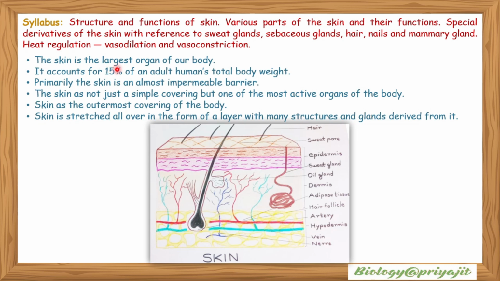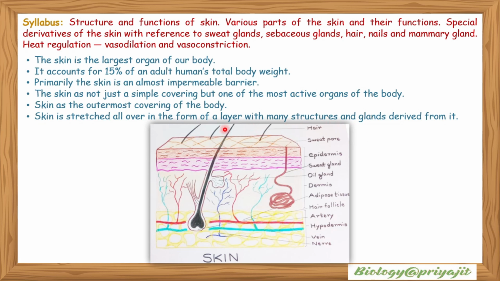The skin is basically the largest organ of our body. It accounts for 15% of an adult human's total body weight. Primarily, the skin is an almost impermeable barrier. The skin is not just a simple covering but one of the most active organs of the body. As the outermost covering of the body, it is stretched all over in the form of a layer with many structures and glands derived from it.